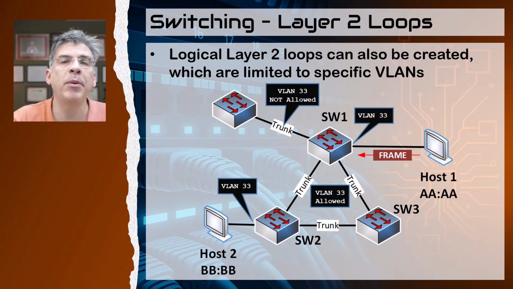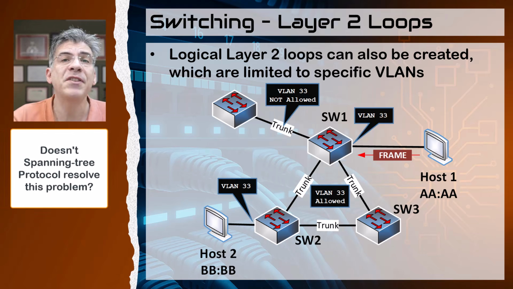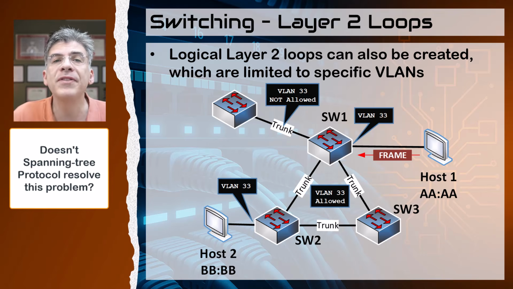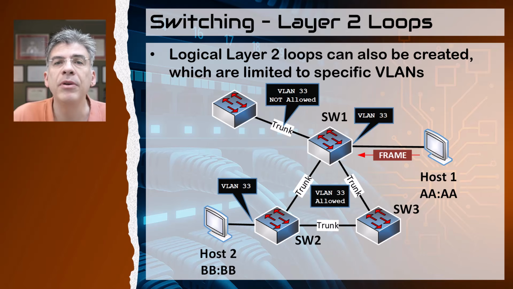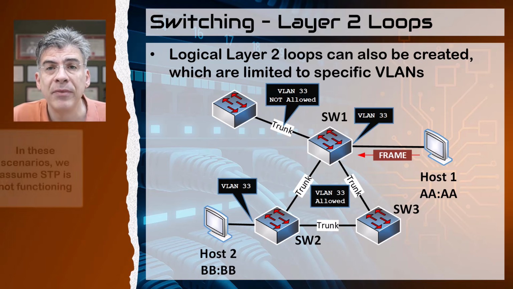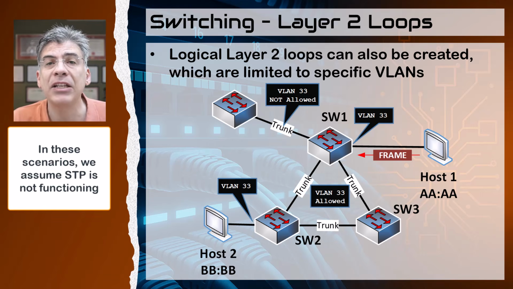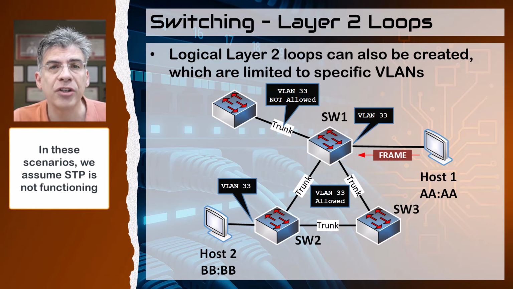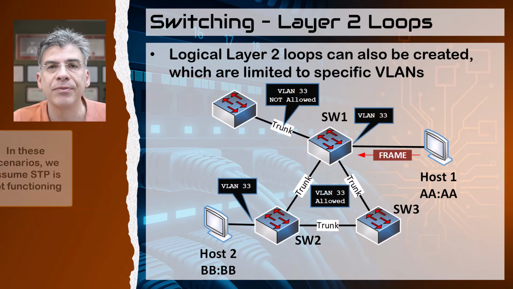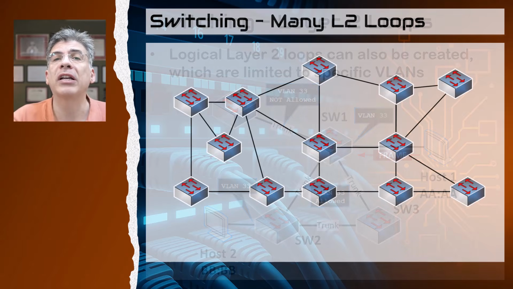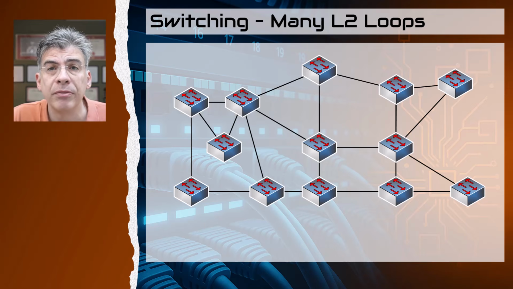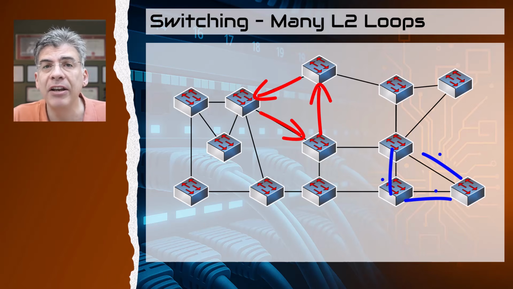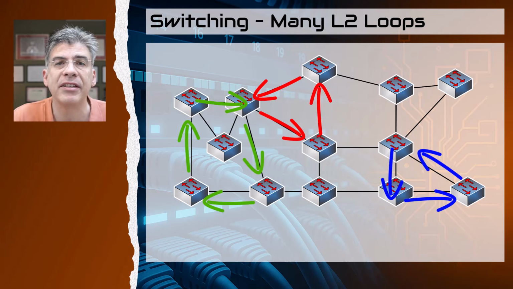Now, some of you will probably be thinking at this point, we have spanning tree protocol, which resolves this, and yes, that is true. But I wanted to first illustrate the problem so that we can understand how it is resolved by STP. So we're assuming here that spanning tree protocol is not functioning in any of these scenarios. Now, a larger network like this one may have the potential for many Layer 2 loops. You can see that here, and here, and here, and in other places as well.